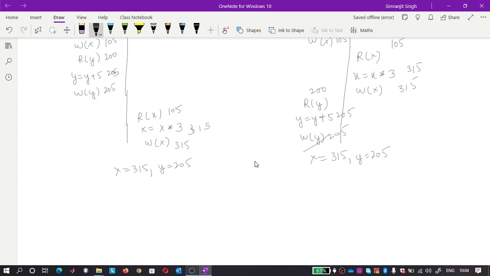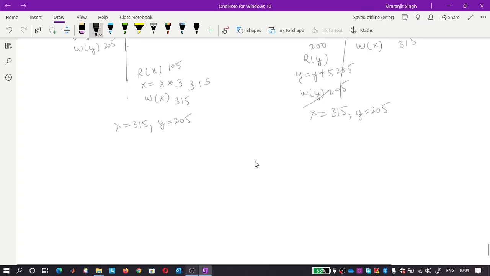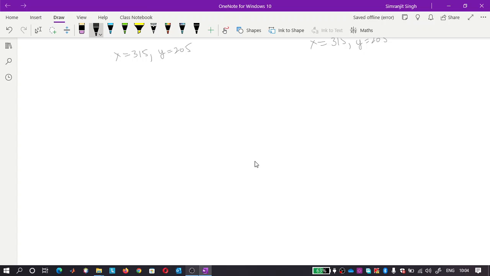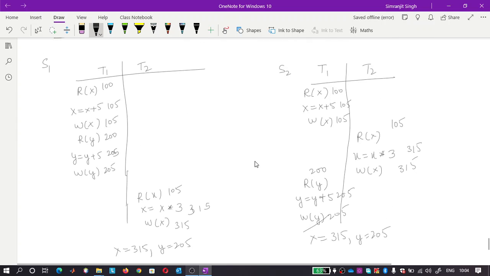So I can also give you an example of a non-serial schedule if I want. Okay, so suppose the same transaction here, what I'll do, I think that's enough. So you can take other combinations of a schedule, you can find another serializable schedule, so it is possible.